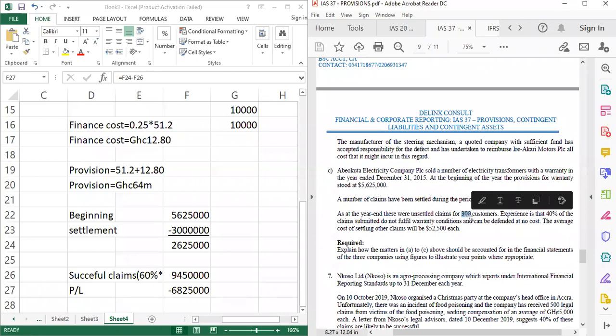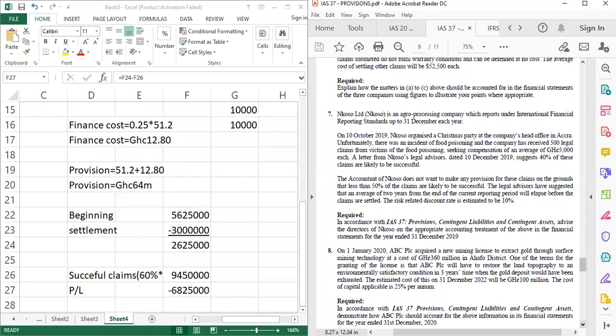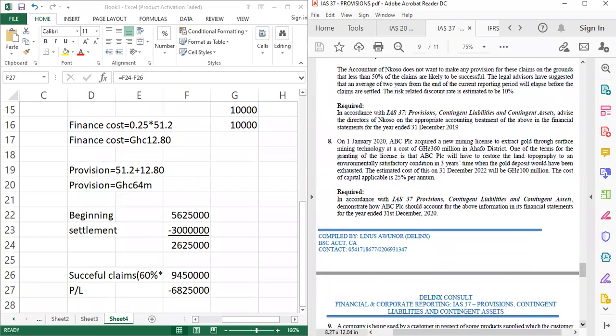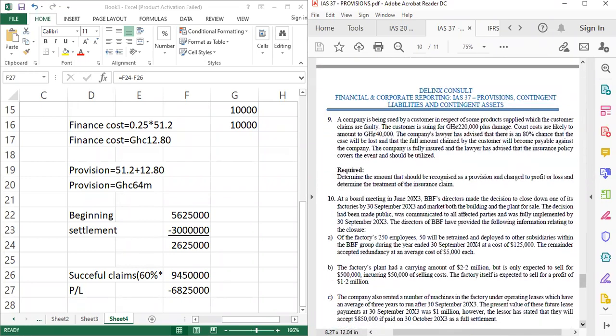How do we get 60% of the 300 claims? And each claim will be settled at 52,500. So you look at the number of claims that will be successful and multiply it by the cost of settling the claims. Are you okay? Are we on the same path now? Yes, please. Okay, let me pick another question, then we try to see how we can go about it. Then that will be the final one.